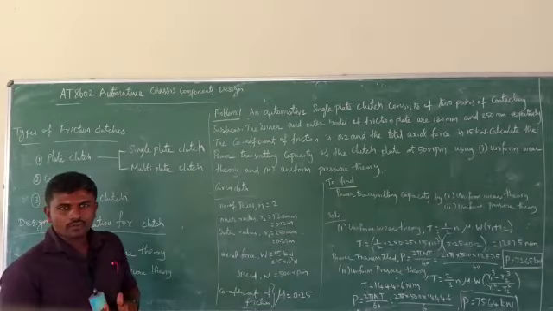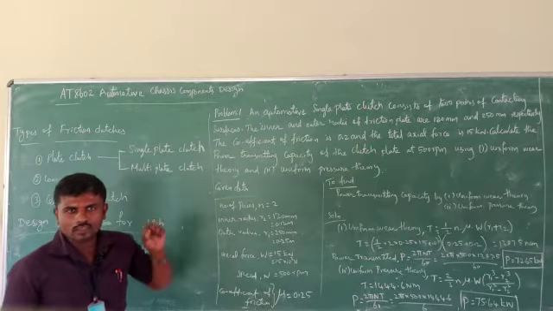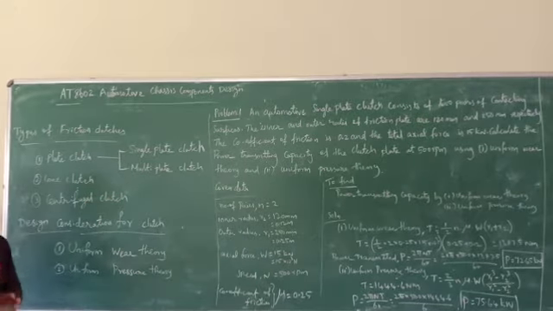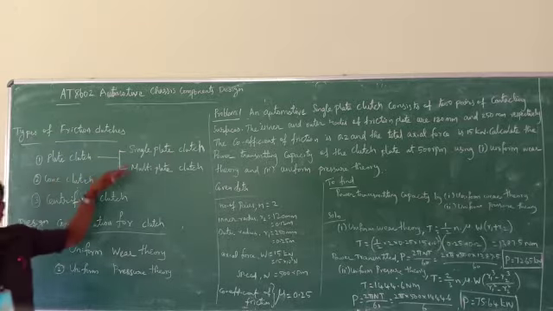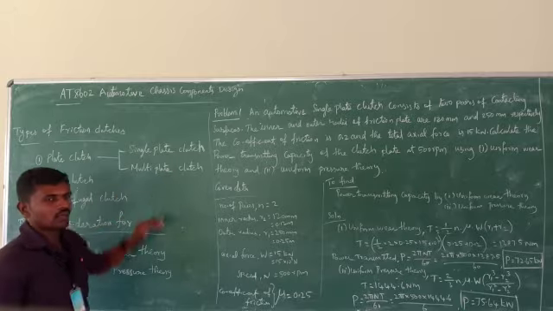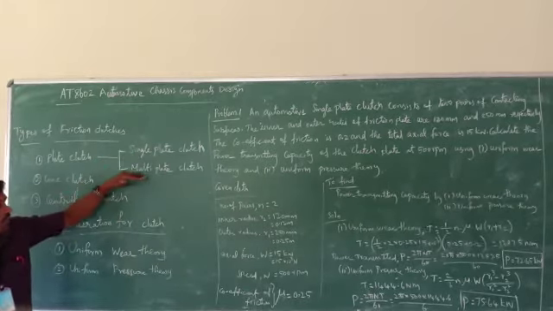Plate clutch. For this type of clutch, they arrange the clutch plates and pressure plates together and form the clutch. According to that, we can classify it into two different types. First one, single plate clutch. Second one, multi plate clutch.